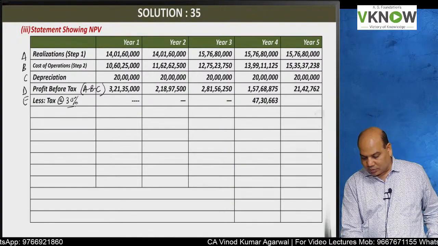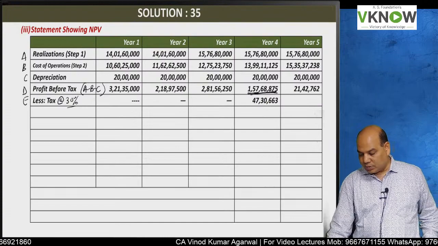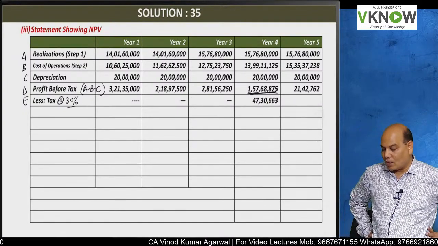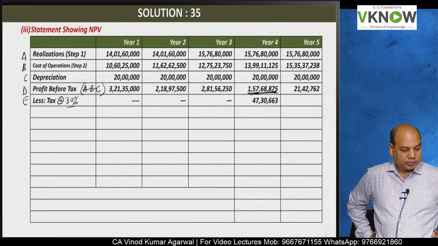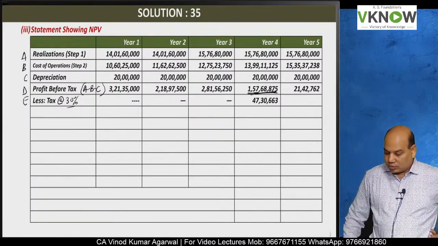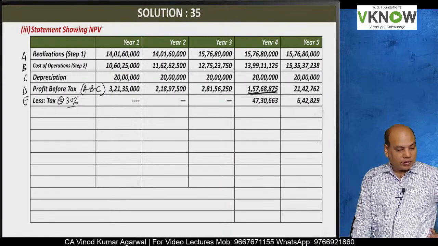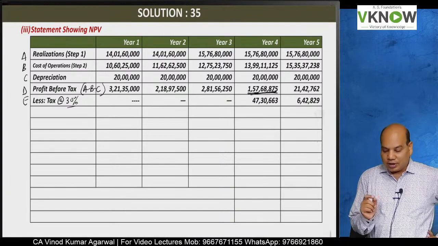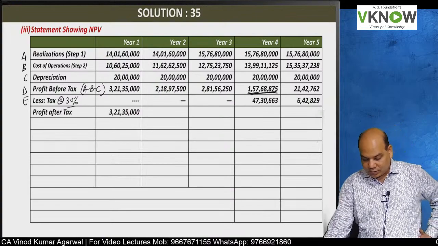Tax at the rate of 30%. So please take this number into 30%, 47 lakh 30,663. Then in the last year, 6 lakh 42,829. Now write down profit after tax.